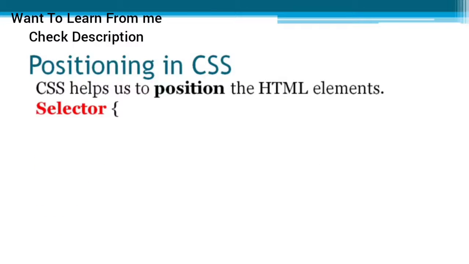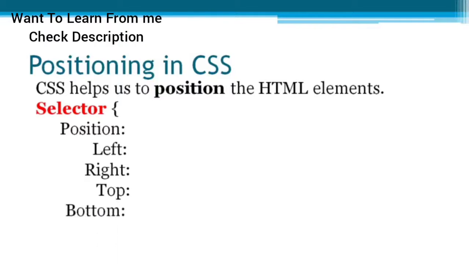Now we already know that CSS will help us to position the HTML elements. So what is the syntax for it? We have the selector. The selector can be any HTML element, and we have to make use of the property position, and apart from that, we have got four other properties like left, right, top, bottom, and you close the curly braces.